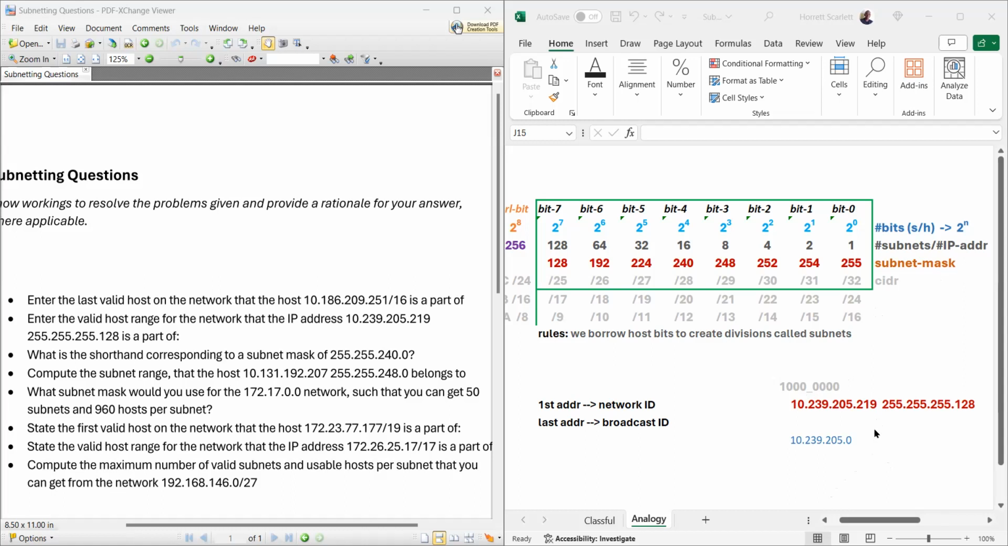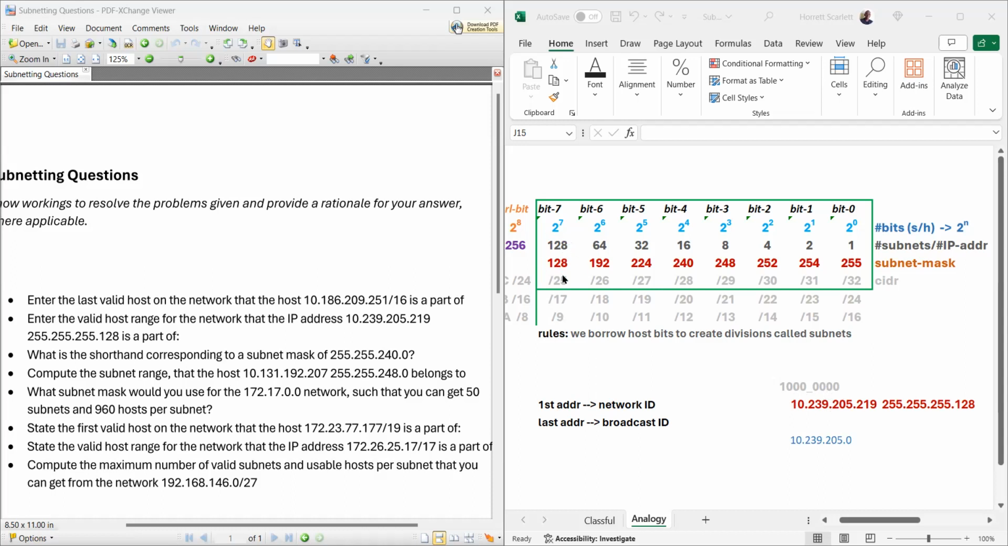I said 2 to the 7th because there are 7 remaining host bits. Absolutely. 2 to the 7, because there are 7 bits that represent host. You can count them: 1, 2, 3, 4, 5, 6, 7. 2 to the 7 gives us 128.